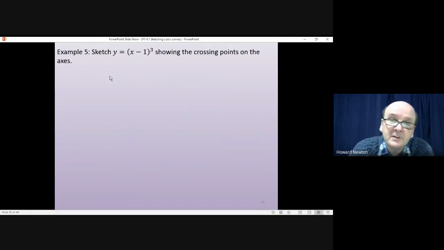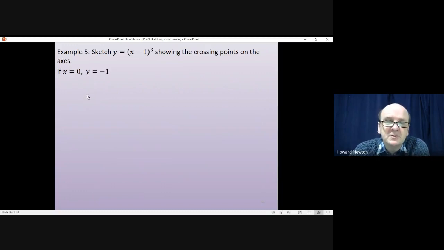Okay, let's have a look. Now, as I said, same method as before, so we'll find out where it crosses the y-axis first of all. So what happens if x equals 0? Now, if x equals 0, we'll get minus 1 times minus 1 times minus 1, minus 1 cubed, which is minus 1. So the crossing point on the y-axis is at y equals minus 1.